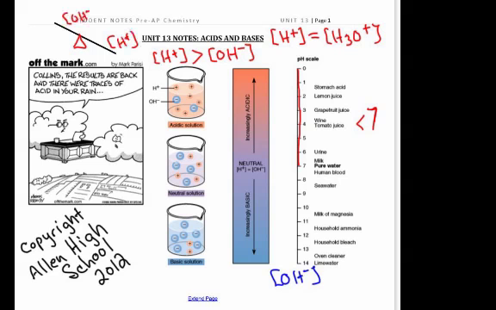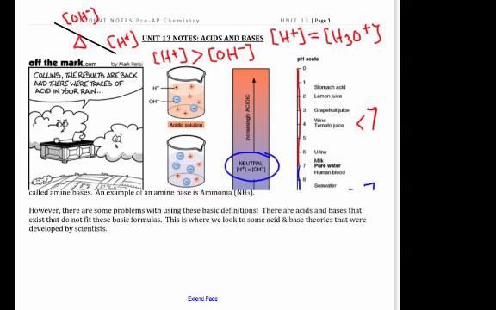Now, when it's basic, when I go above 7, at that point my hydroxide is heavier or winning the teeter-totter balance over the H+. Both are present always to some extent. It's their relative amounts. Now, in a neutral solution, H+ is equal to the OH-.